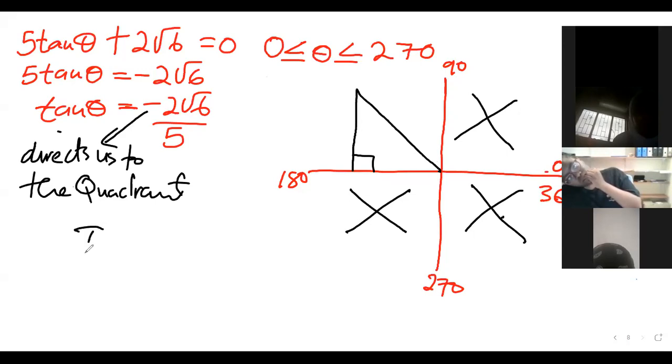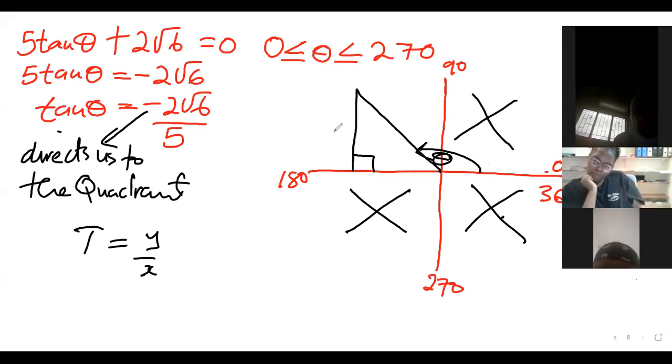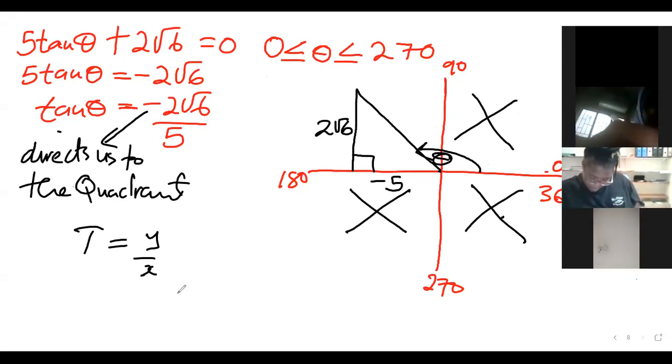If that's my right angle triangle, where do I place what? Tan is y over x, opposite over adjacent. Theta there, this is opposite, this is adjacent. Opposite 2 root 6, adjacent minus 5. Take note, this is where people get confused as well. Even if this is saying negative 2 root 6 over 5, remember, you can write it like this as well.